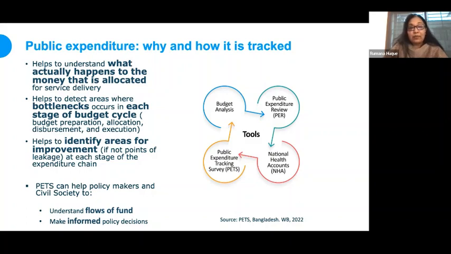So public expenditure tracking really helps to understand, as I was saying, what happens in reality: how much is spent, how much remains underspent, if there is in any way any overspend, and if so, how you manage that. So it is a reality check in that sense.